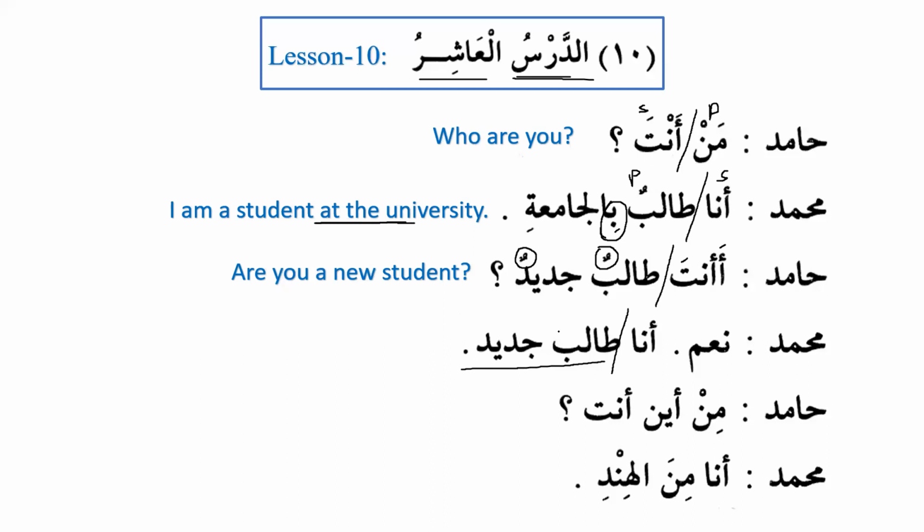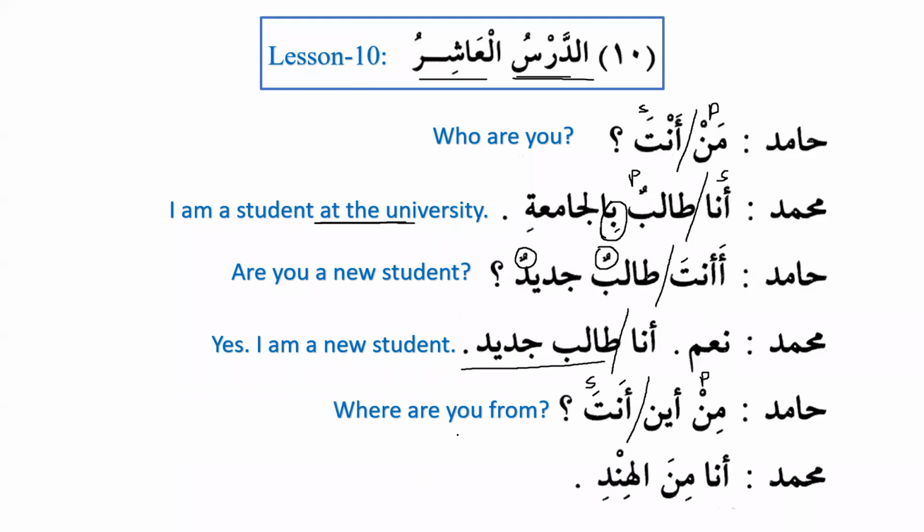Why does that ending disappear? That means we should get used to it and we should know that it should be ana talibun jadidun. I am a new student. Min aina anta? Where are you from? A very simple sentence. So anta will be subject and min aina will be predicate.